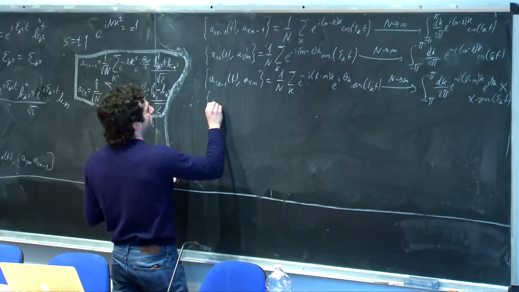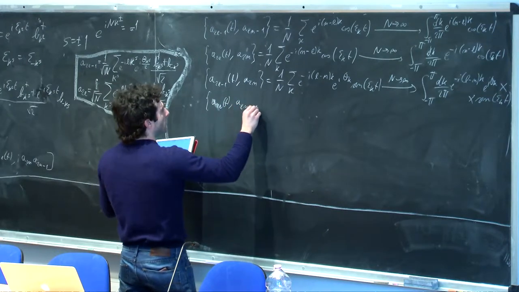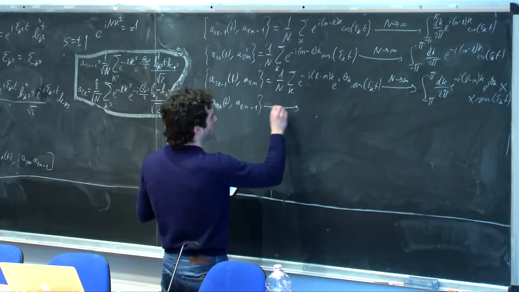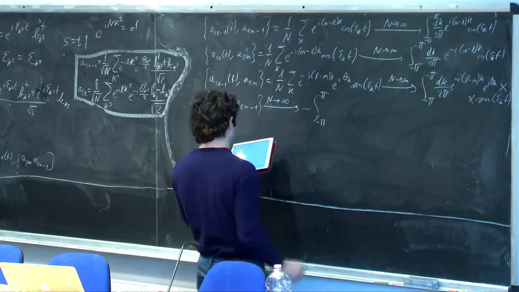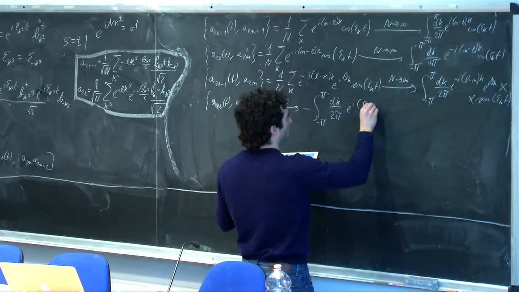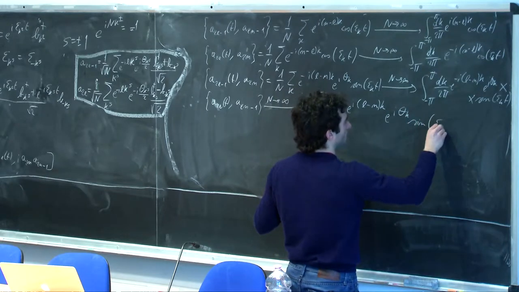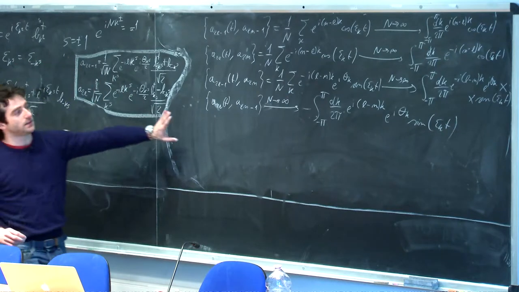And finally, A_{2l}(t) with A_{2n-1} clearly can be obtained from this one. This is equal to, I just write the solution in the limit N goes to infinity, minus the integral from minus pi to pi, dk over 2 pi, e^{i(l-n)k} e^{i theta_k} sine of epsilon_k t. So this is what you find if you compute these anti-commutators, but it's kind of simple. You always have to use the anti-commutation relations of the operators, so you can immediately obtain this relation by yourself.